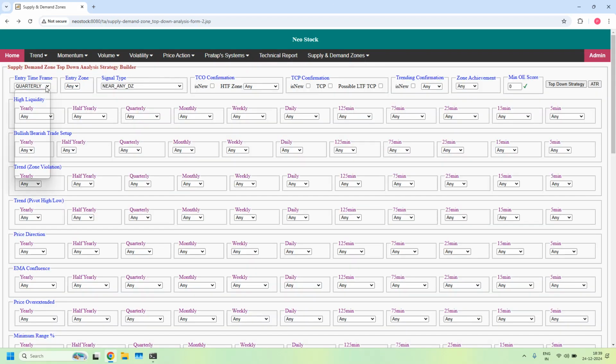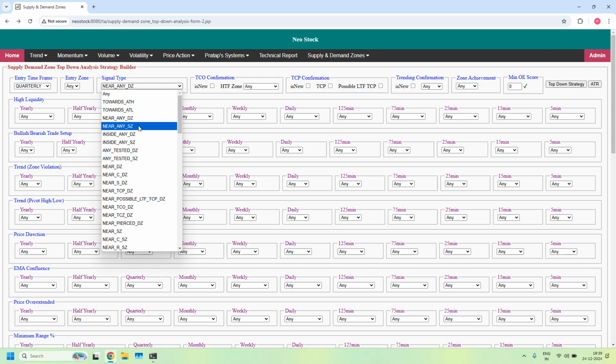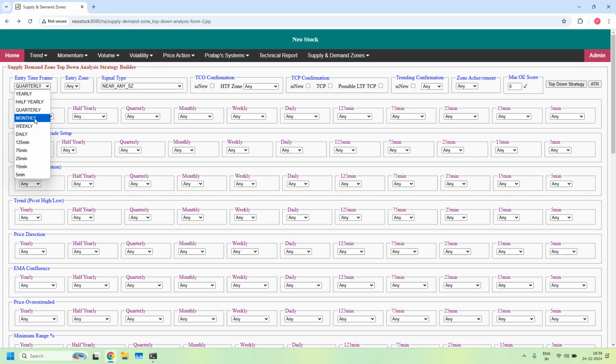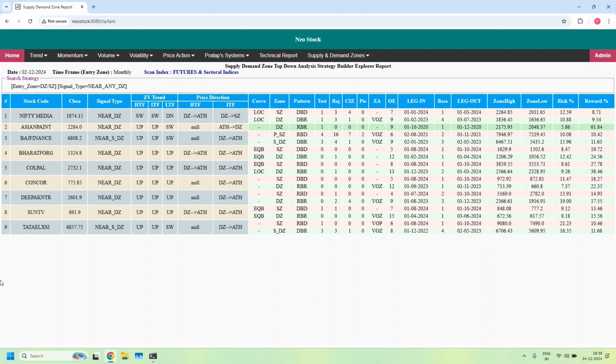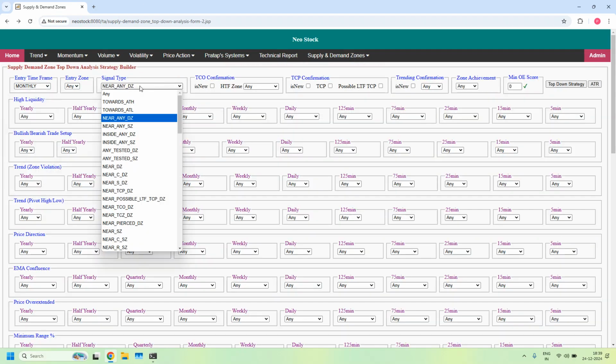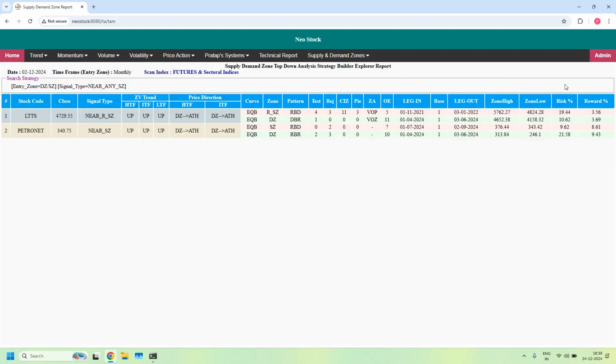Okay, next, quarterly time frame, stocks near quarterly supply zone. 7 stocks are filtered. Next time frame is monthly, stocks near monthly demand zone. 9 stocks are filtered. Next, monthly time frame, stocks near monthly supply zone. 2 stocks are filtered.